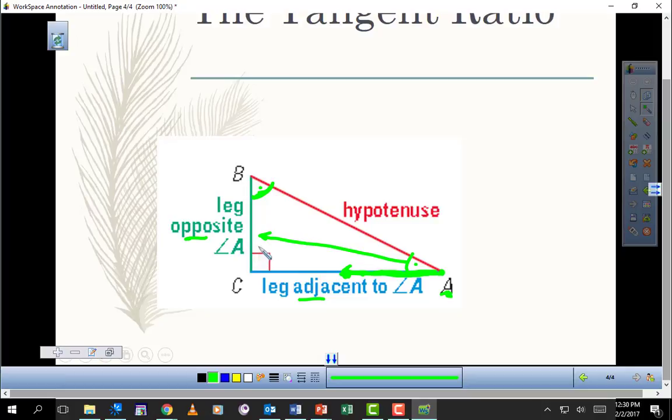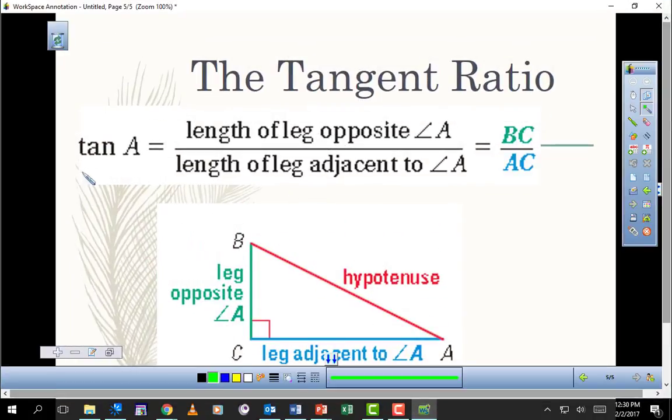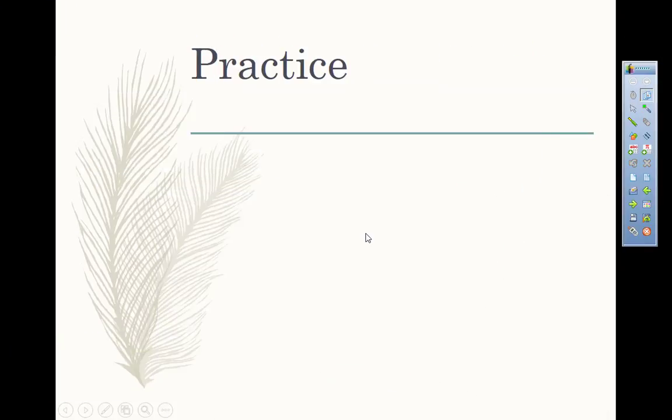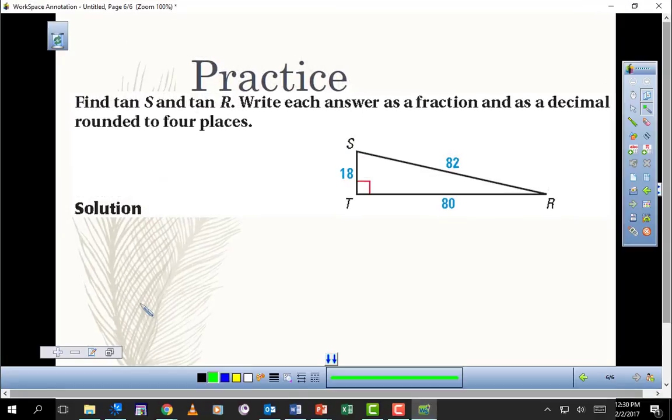Make sense? Okay, so let's look at this. The tangent of A. So what we're talking about here, this is kind of new notation. The tangent of this angle is going to be equal to the length of the opposite side divided by the adjacent side. Okay, so this will make more sense once we do some examples. Here's some practice. Okay, you ready for this? Alright, and then we'll do some of your study guide.